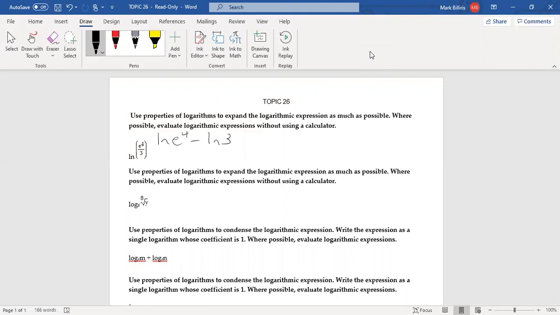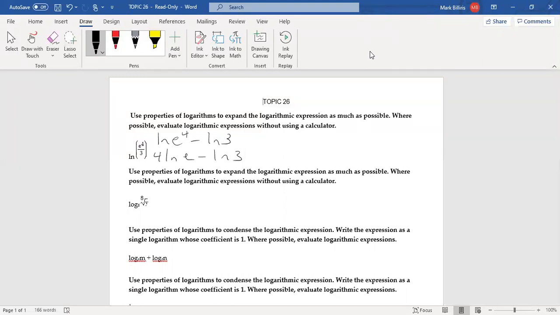Next, we look at this first part, the natural log of e to the fourth. Since we have an exponent, we're going to use the power rule, which places the exponent in front of the log, or in this case, the natural log. So we would have 4 times the natural log of e, minus the natural log of 3.